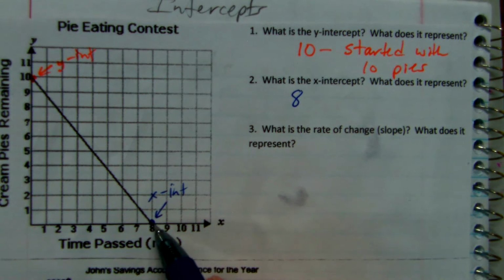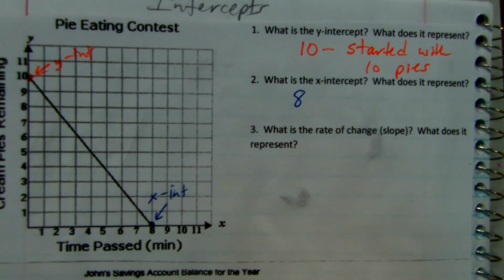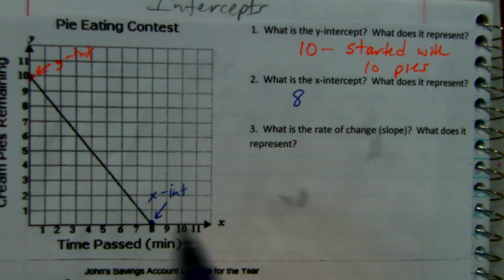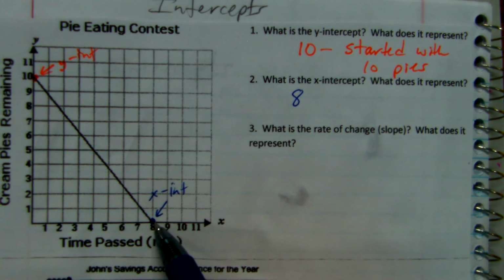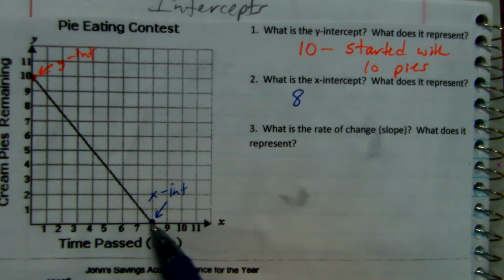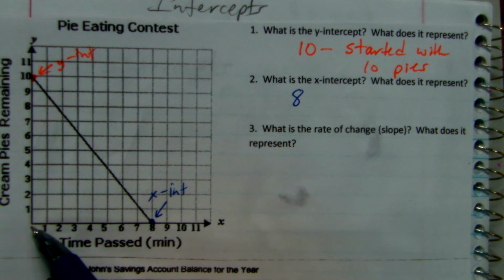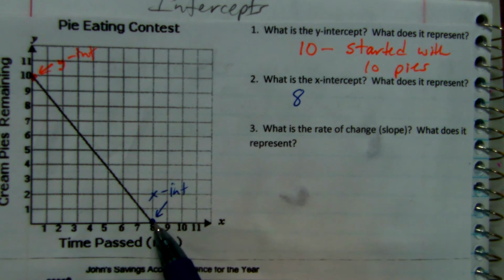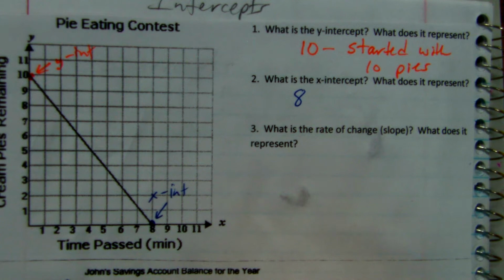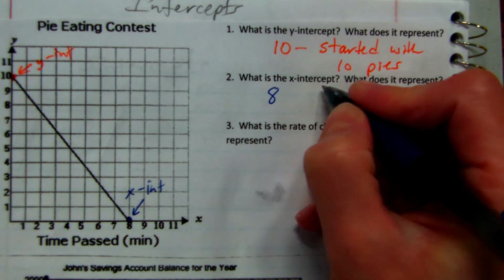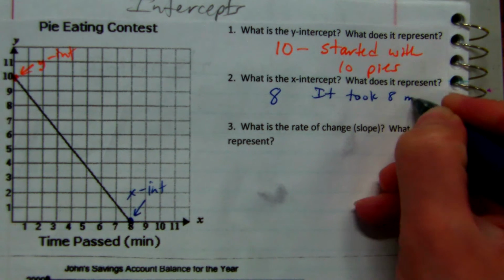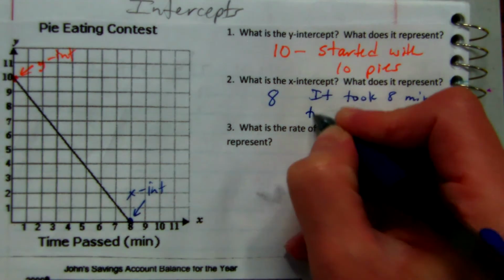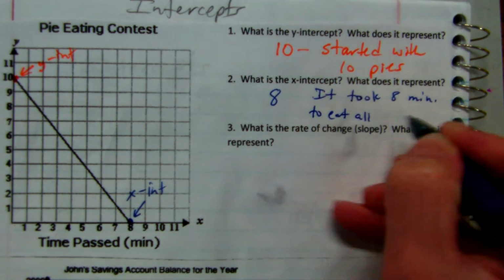So what does that 8 represent? It means time. It's 8 minutes. And what happens at 8 minutes? When it hits the x-axis, what happened to all the pies? It's over. The pies are gone. And so yeah, it means it took 8 minutes to eat all the pies.